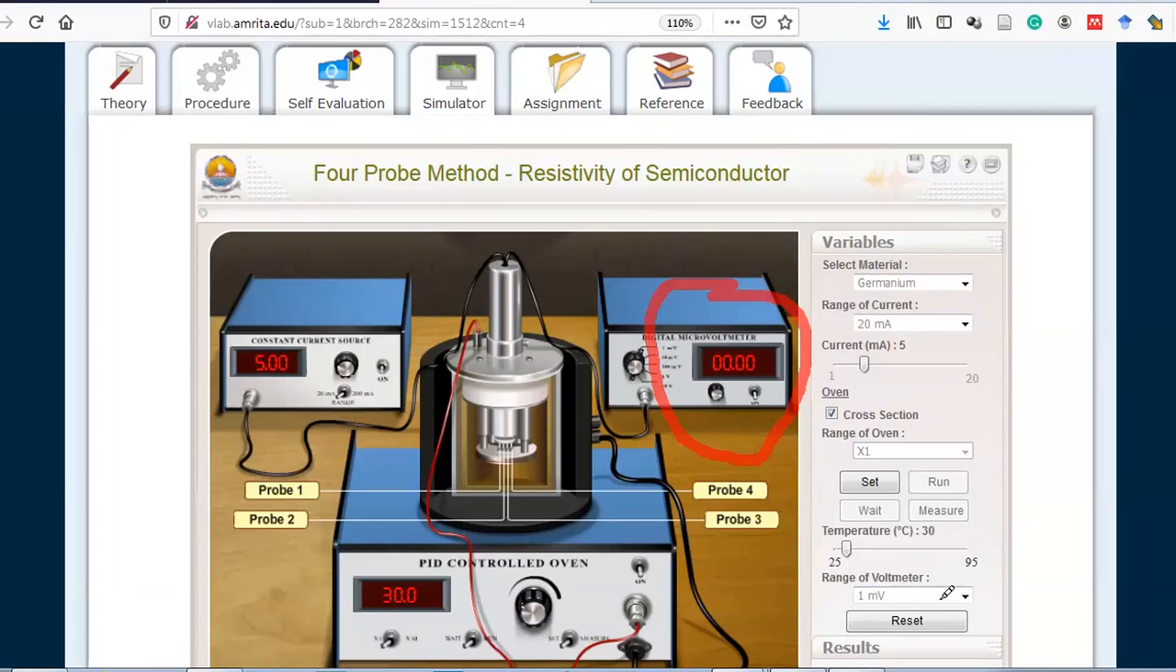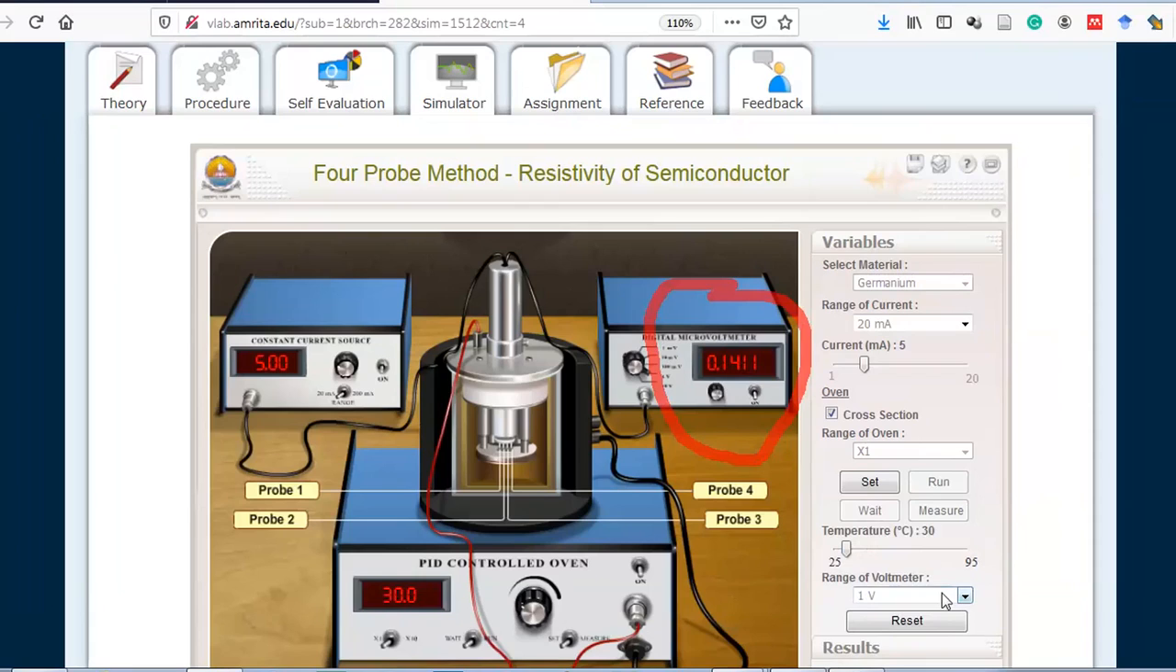So rather than the 1 millivolt voltmeter range, you need to increase it. Let me make it, see one by one. If I keep 10 millivolt, then also you see it is 0 only. If you go 100 millivolt, then also you see it is 0 only. But if you go 1 volt, now you see the number. So that means 1 volt is the perfect range where you can see the readings of this voltmeter.